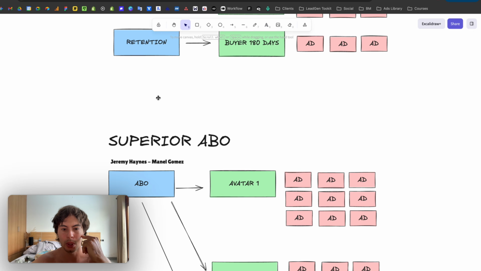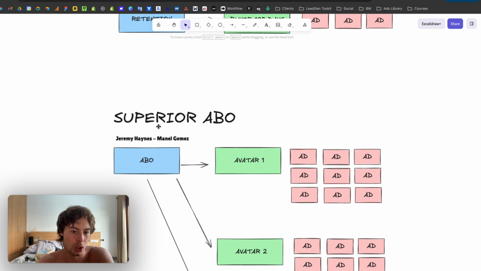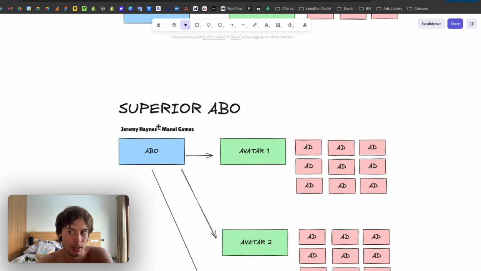And then we have the superior ABO. And this is probably the most complicated campaign out of them all. This is definitely a campaign that I will not use if you guys are not spending at least $1,000 per day or more, because there is a lot of media buying involved, which can take away your time from the creative, which is the most important aspect, right?